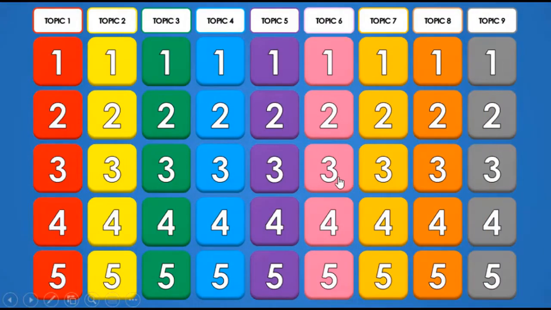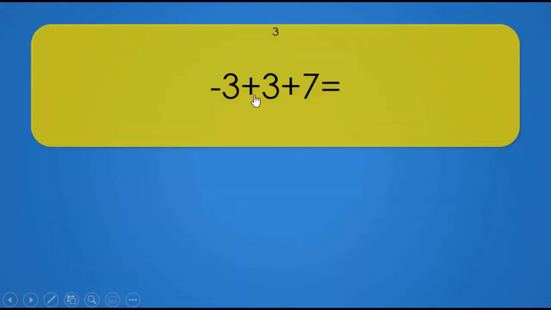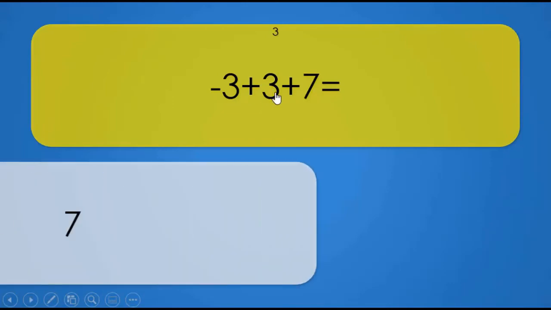Choose another example. As example 3 of topic 2, we have negative 3 plus 3 plus 7. We use the associative property. Start with negative 3 plus 3. In this case, we use the additive inverse property, which is negative 3 plus 3 equals 0. Then 0 plus 7, we use the additive identity property, which is 0 plus 7 equals 7.